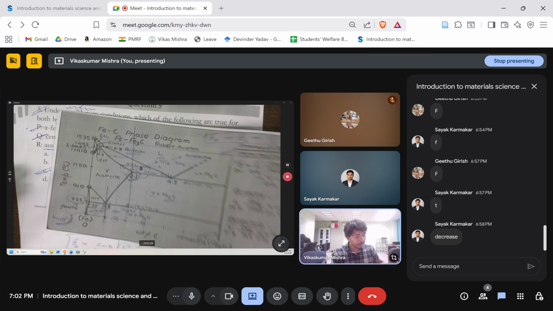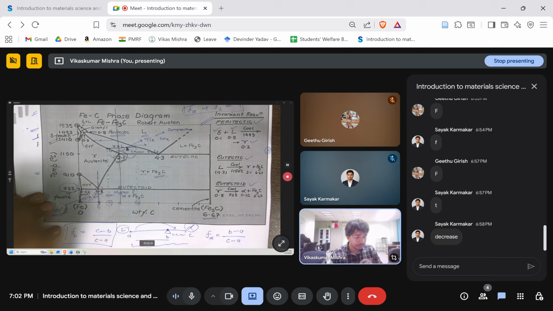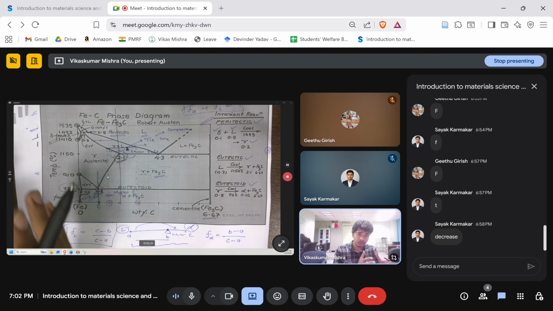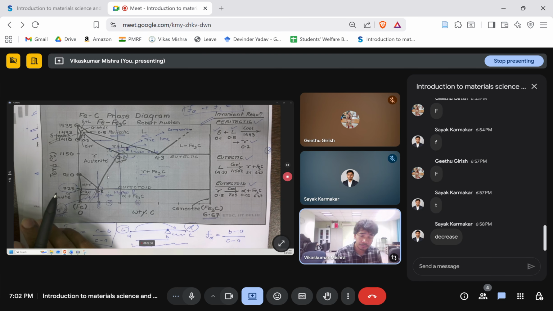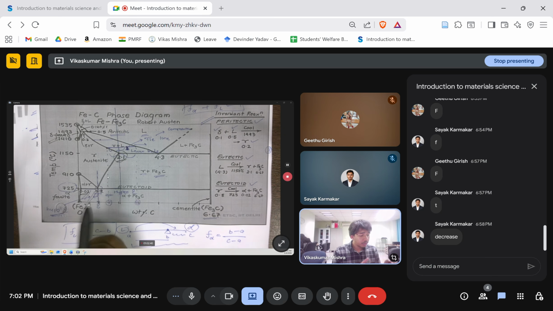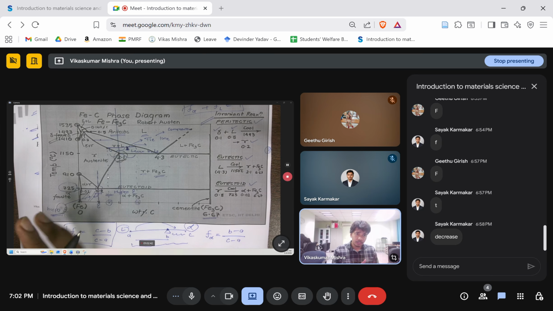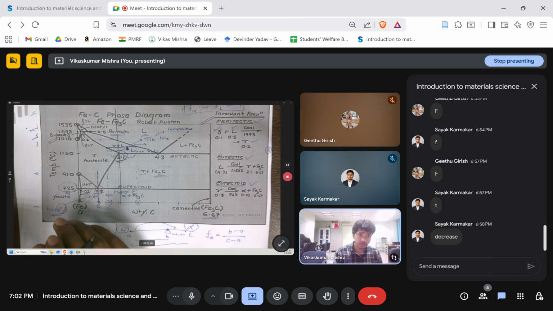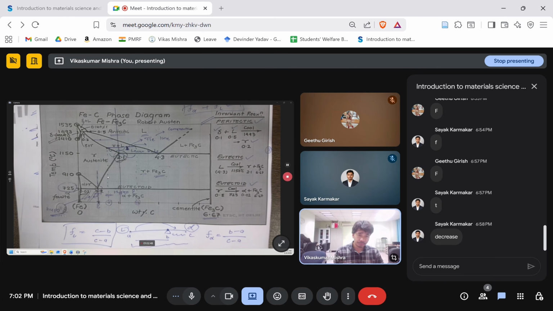You can also see in the case of delta ferrite, again, the amount of carbon that it is able to take is low. So it depends upon the structure, it depends upon the void size, and it also depends upon the temperature. So these are the factors.